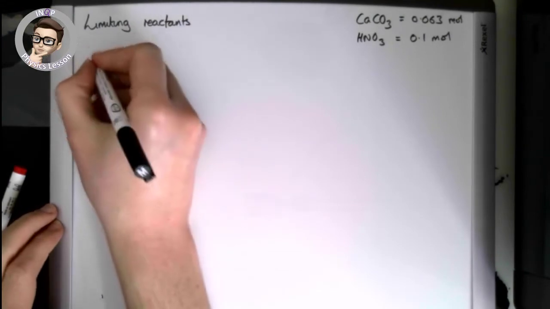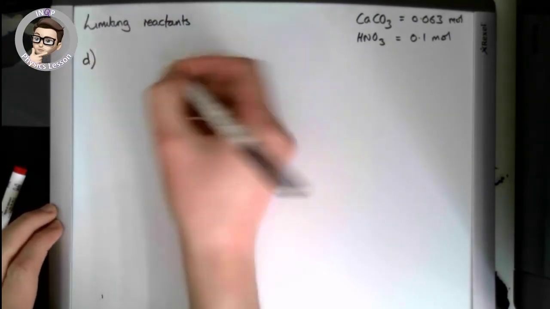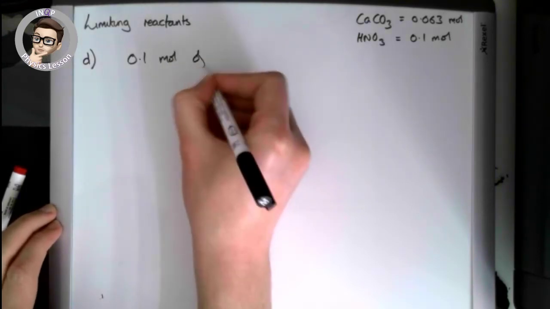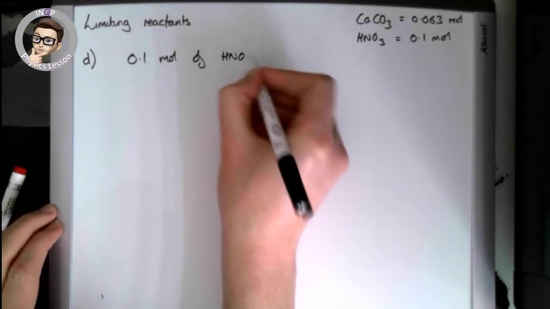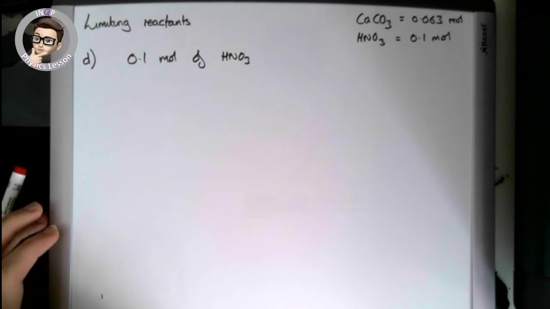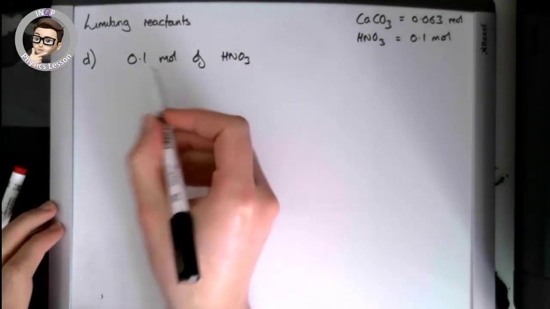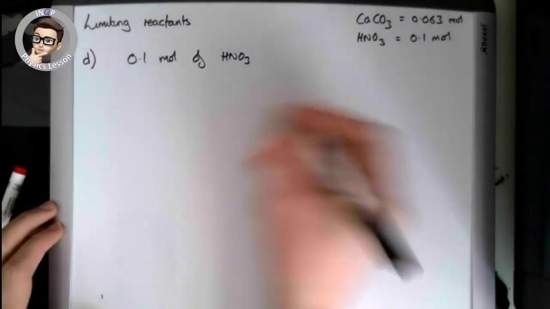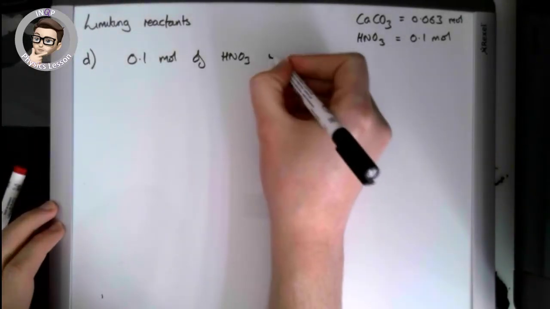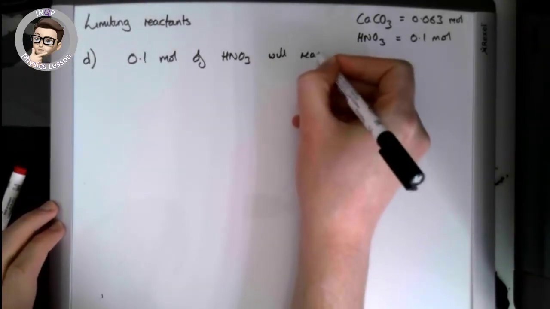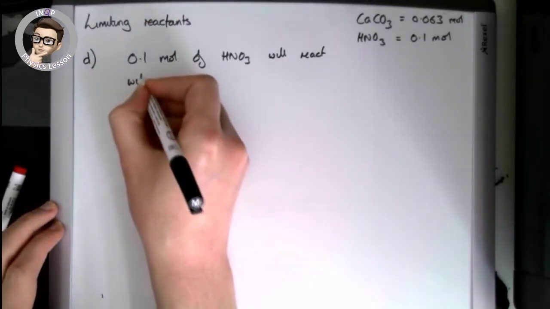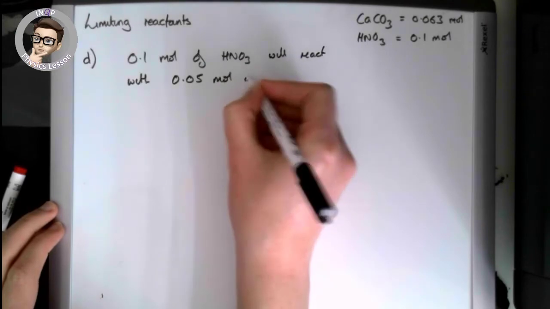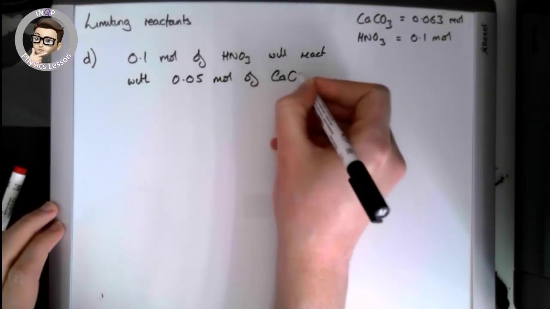So let's break this down. I know I've got 0.1 mole of HNO3, of nitric acid. And I know that that is going to produce half of the amount of CaCO3. So 0.1 mole will react with 0.05 mole of calcium carbonate.